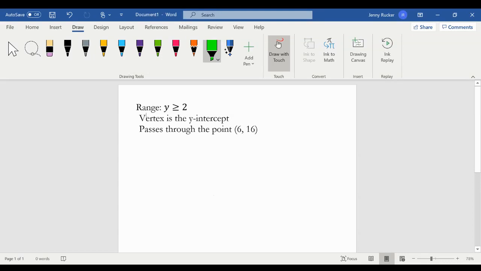In this problem, we are given some key features and we are asked to write an equation that would model this quadratic function in vertex form. Our first key feature is the range. The range is y is greater than or equal to 2. This reveals the y value of the vertex. It also tells us that our parabola will open up since our y values are greater than or equal to 2. So our vertex is a minimum.